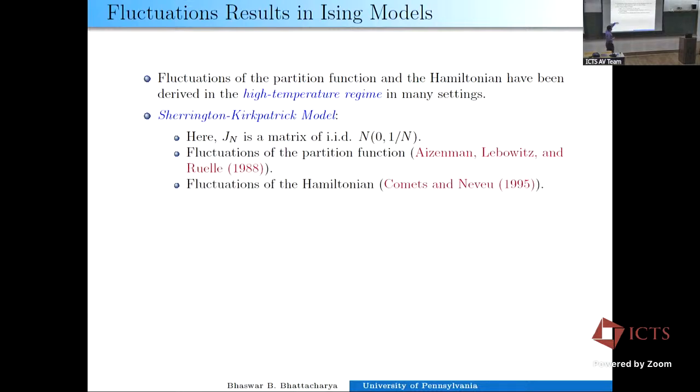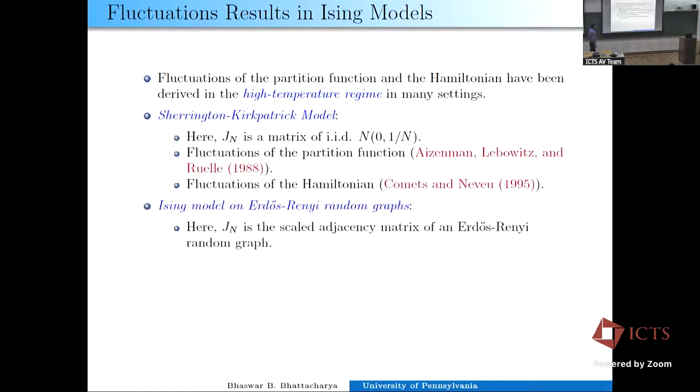So here, there are famous results of Aizenman, Lebowitz, and Ruelle, which give you the asymptotics of the partition function. So it tells you the log partition function, which is a random variable because the Gaussians are there, has a normal limit. The Hamiltonian was studied a few years later by Comets and Neveu.